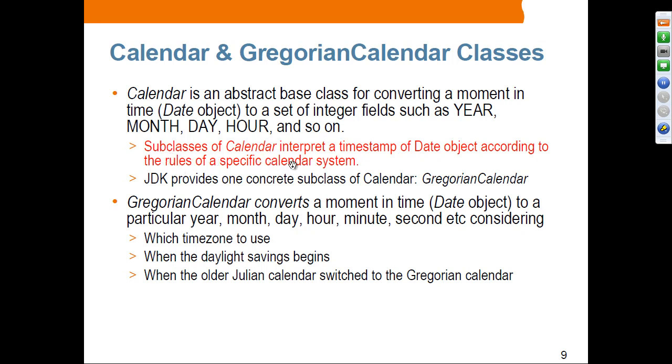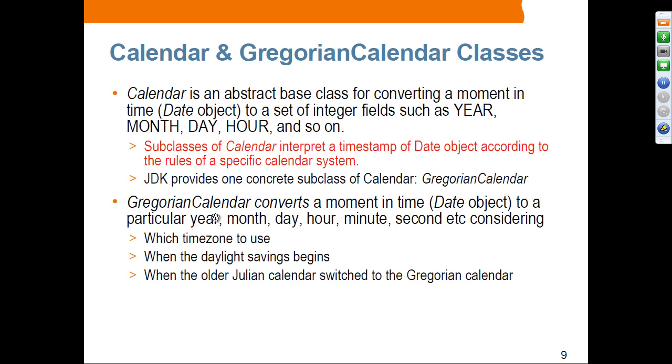Subclasses of Calendar interpret a timestamp of a Date object, meaning that long value from Greenwich time, according to the rules of a specific calendar system. And the JDK comes with one concrete calendar system, which is the child class of this Calendar. That is called the GregorianCalendar class.